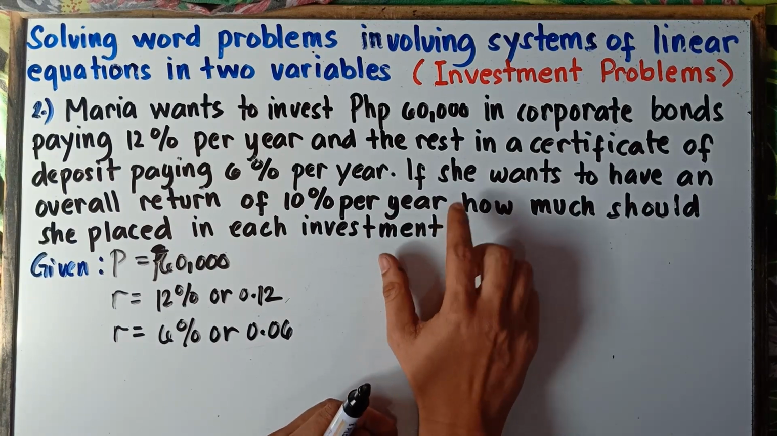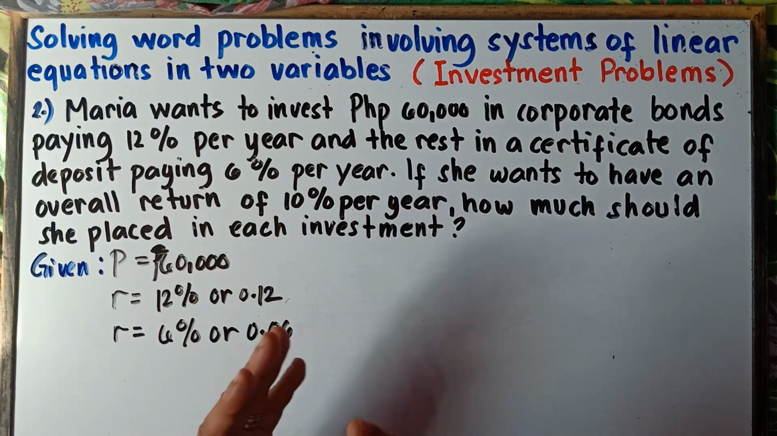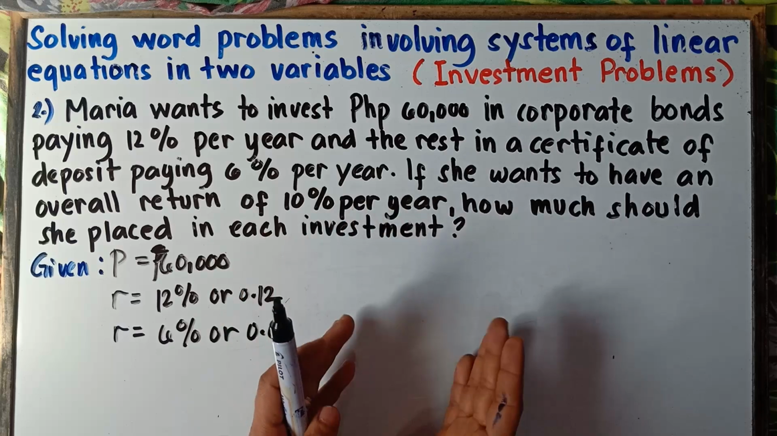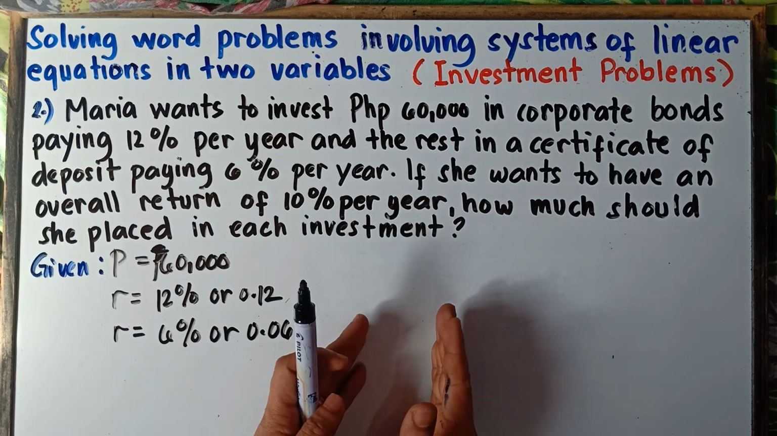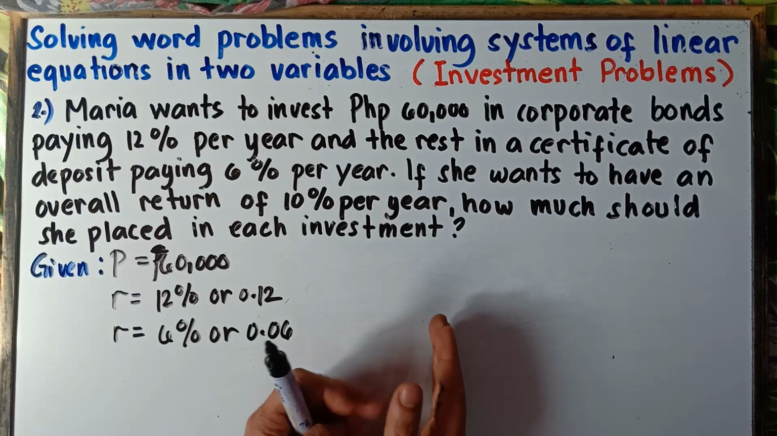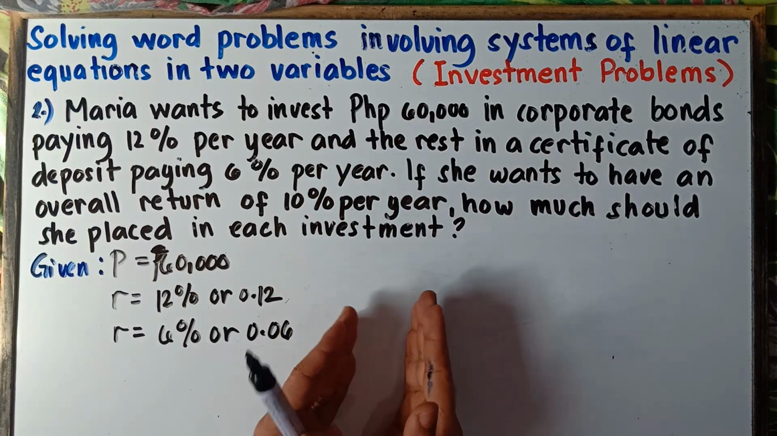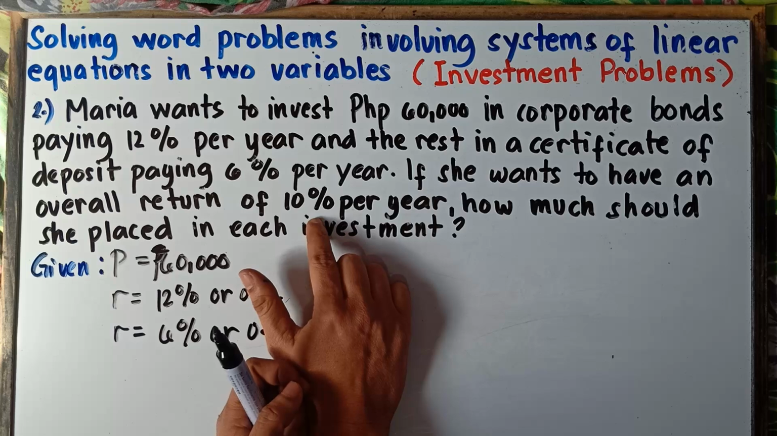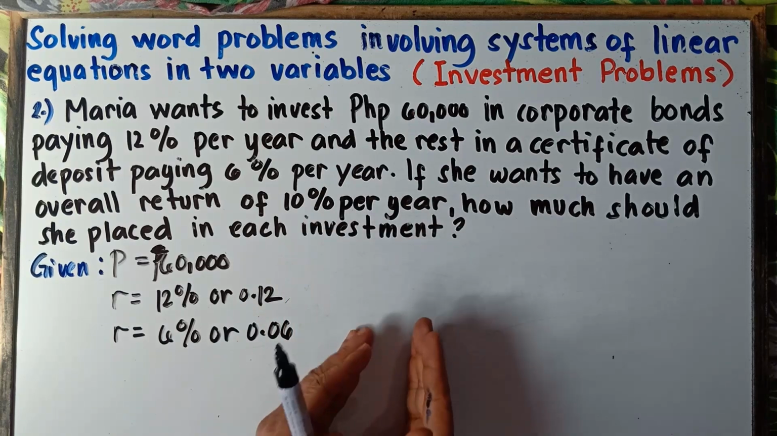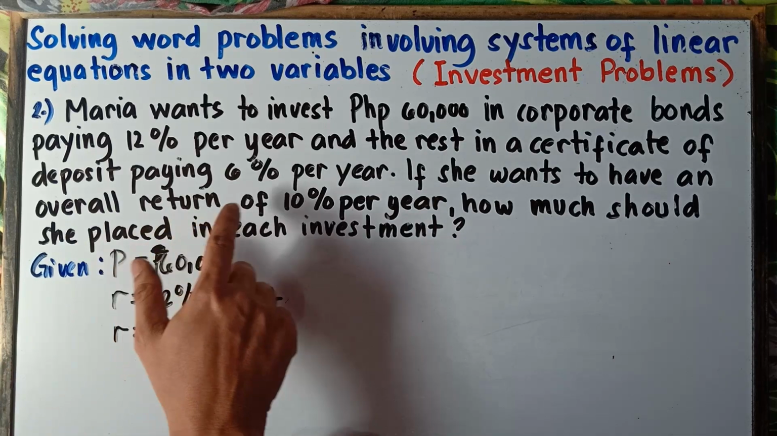Now, it says right there, if she wants to have an overall return of 10% per year, so therefore, class, she wants to have a total interest of 10% per year. So to get the total interest, we need to multiply the principal by this 10%. Since our principal is 60,000, simply multiply this to get the total interest per year that she wanted, because she wants an overall return of 10% per year.